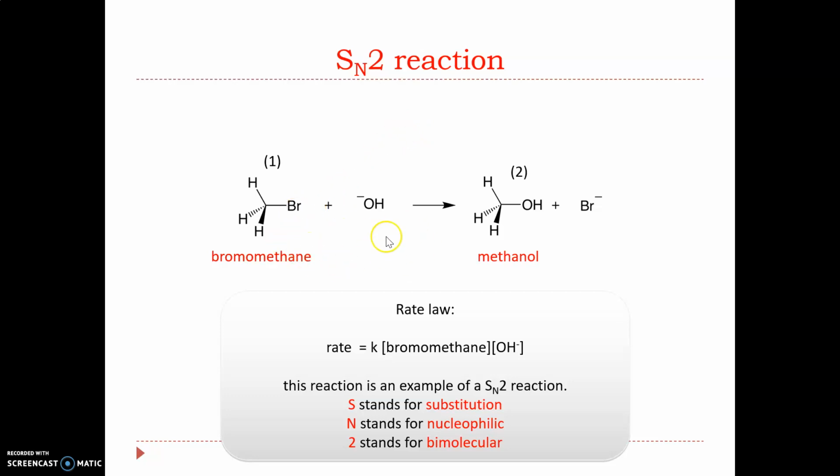This is an example of a SN2 reaction where the bromo group of this bromomethane has been replaced by this hydroxyl group to form this product. This is methanol. Again, in this SN2 reaction, rate depends on concentration of both the reactants. For example, in this reaction, rate depends on concentration of this bromomethane and concentration of hydroxyl group.